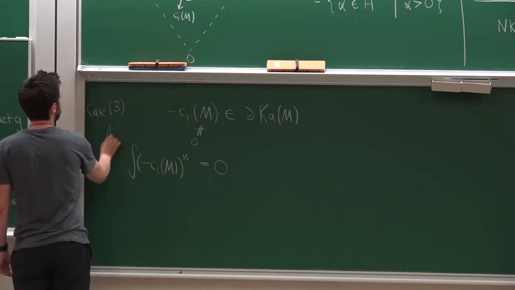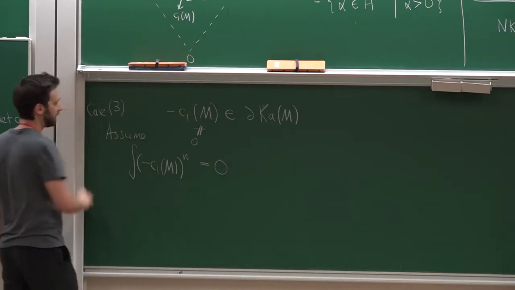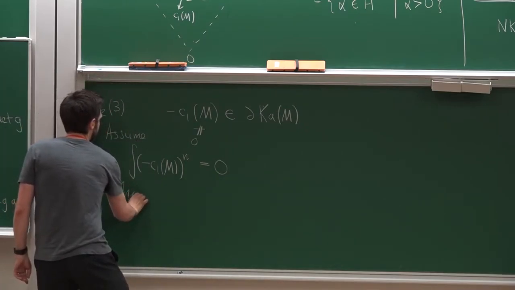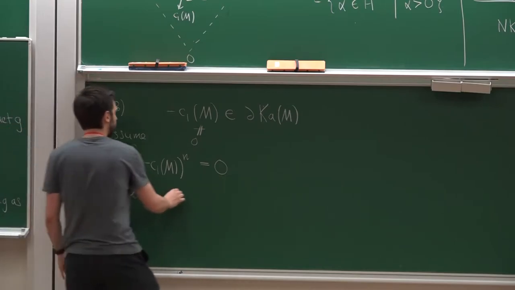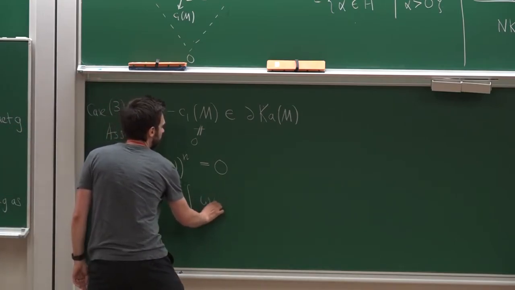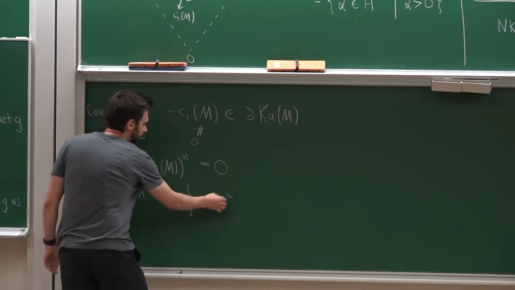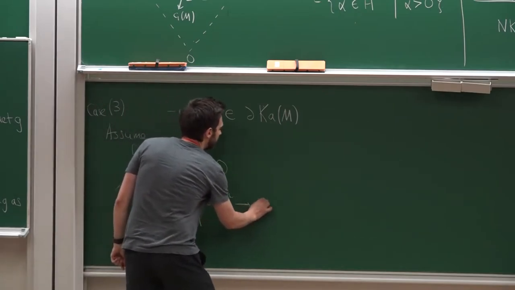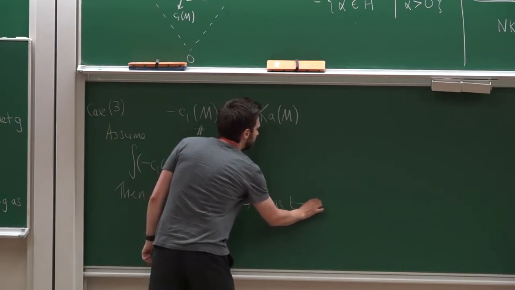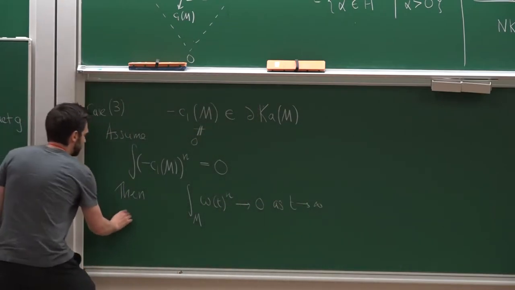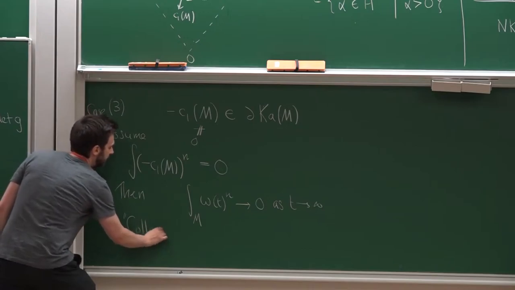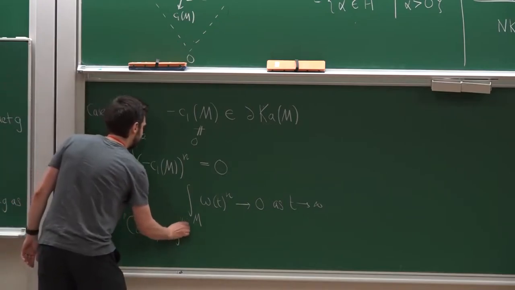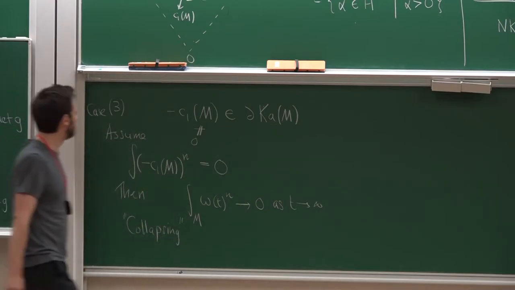Okay, so let's assume this. Now in this case, you can easily calculate that the flow, as in all these cases, exists for all time. And if you integrate the volume form, you get the volume of the manifold. In this case, you see that this goes to zero as t goes to infinity. And so we call it the collapsing. By collapsing, I simply mean that the volume is going to zero. So volume collapsing, total volume is collapsing. Okay, so that's case three.